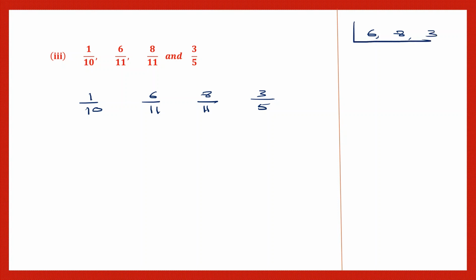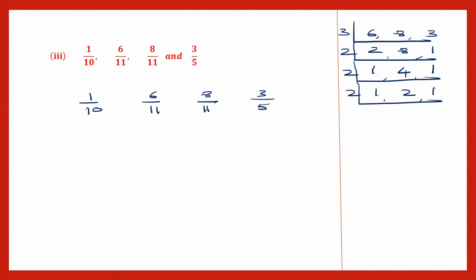So let's begin with 3. 3 2s are 6. Bring down 8. 3 1s are 3. Continue now. This time we are going to take 2. 2 1s are 2. 2 4s are 8. And bring down 1. Continue with 2 again. 1. 2 2s are 4. 1. We're going to use 2 again. So 1. 2 1s are 2 and 1.